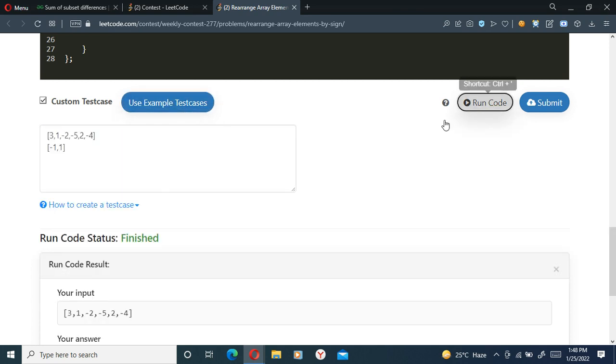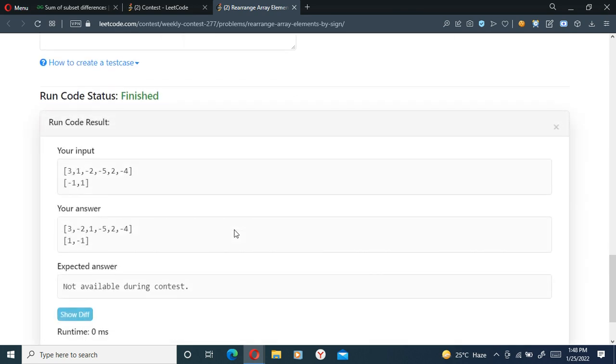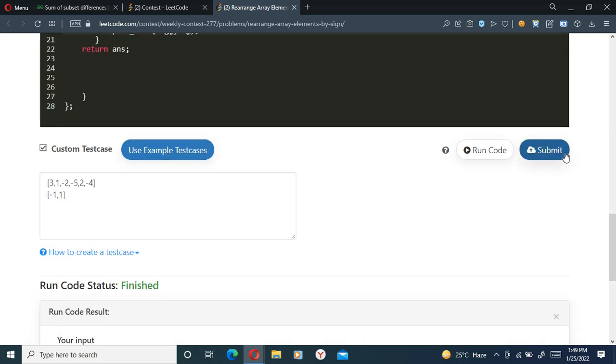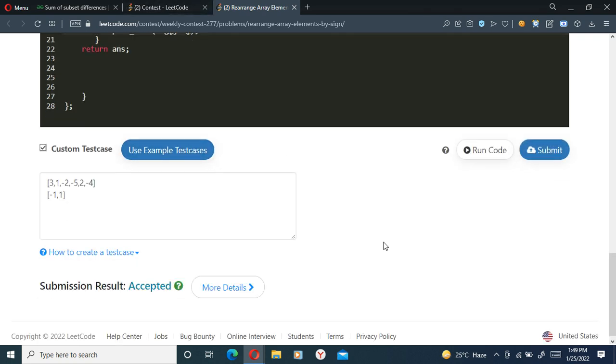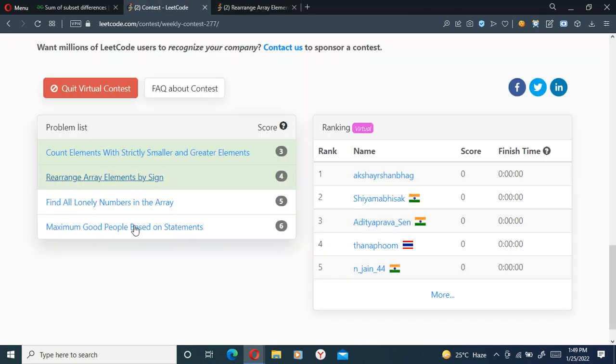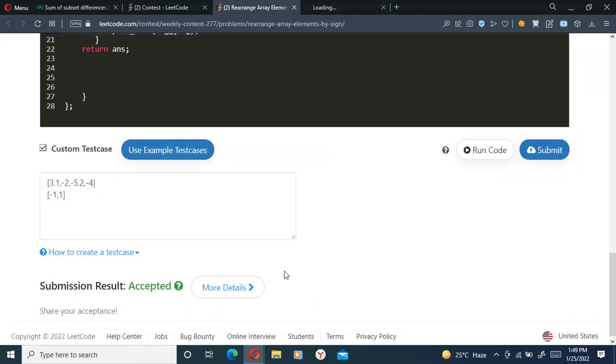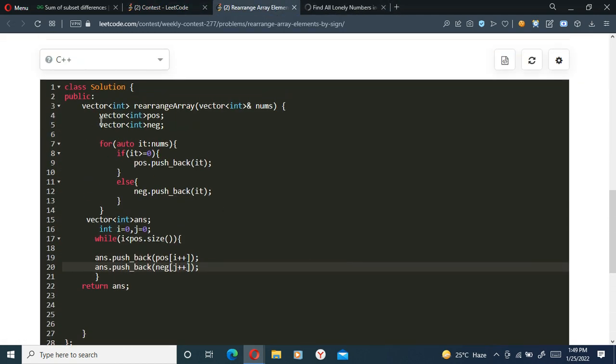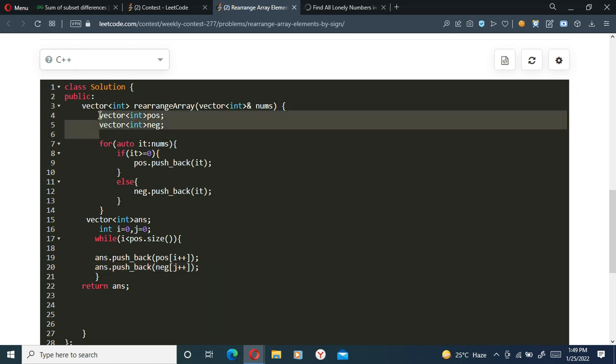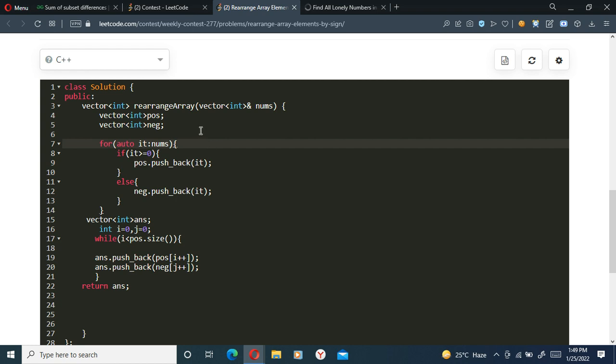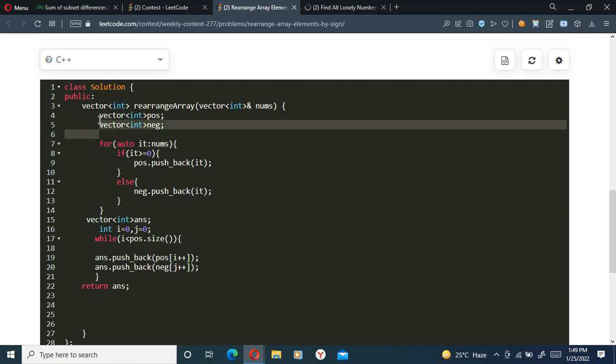Let's take in the example test cases and go on to the next problem as well. Okay, let's submit this. Should get accepted. Okay, this is done. Let's open the next problem. How can I do better? How can I reduce this O of twice the size to O of n? Just an O of n. Or do I even need O of n space?